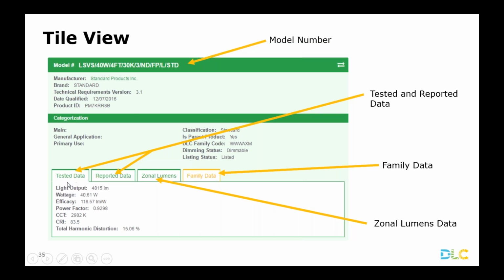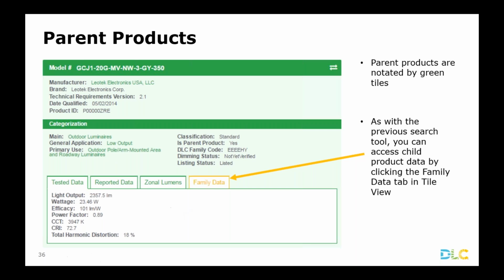We also have the test data if it's a parent product, as well as family data if it's for child products that are associated with this. If there are zonal lumen requirements for a product and that information is published, that would be on this tab here. So again, it's just a closer look at the tile view. And this one you can see is a parent product. It's green. In the new system, parent products are green and child products are yellow. You can see how all the information displays here.